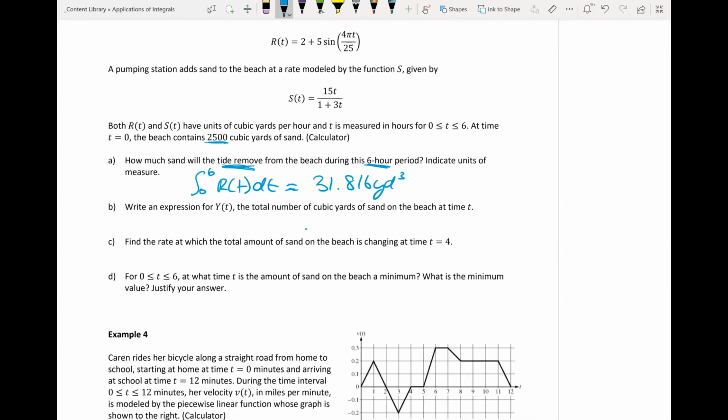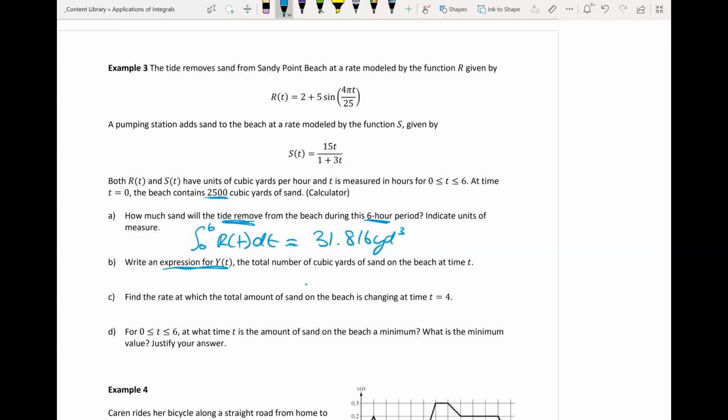For part B, we want to write an expression for y of t. So y of t is the total number of cubic yards. Well, we know how much the beach has to begin with is 2,500. Then we want to find how much is being removed and also how much sand is being added. So in words, y of t is going to be the initial amount plus the amount added and subtract the amount removed.